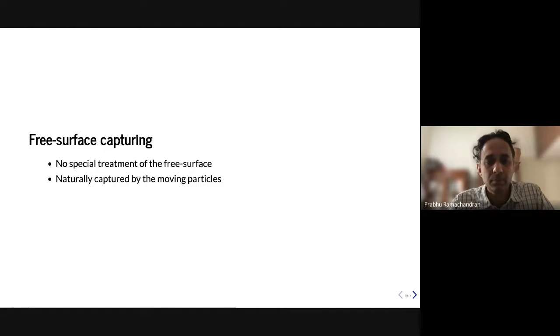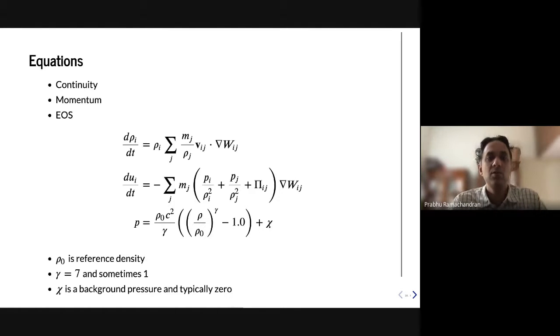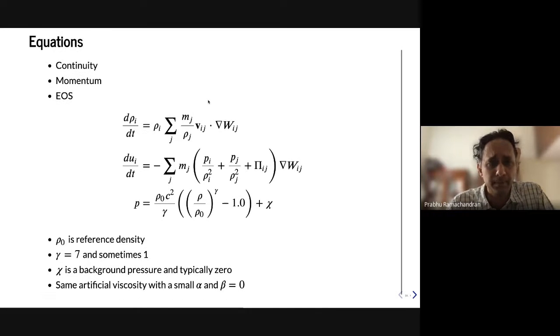Okay? And to deal with free surfaces, especially in the original proposal, there was no special treatment made for the free surface, right? So it just is naturally captured by the moving particles themselves. So the equations look like this. You have the continuity equation, which is the same old equation, nothing changes. Then you have the momentum equation, which again looks exactly the same. If you have viscosity, you'll have additional terms as well, but I'm not going to go into those at this point.